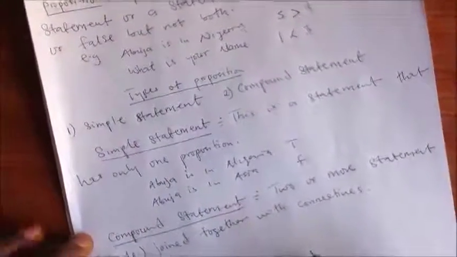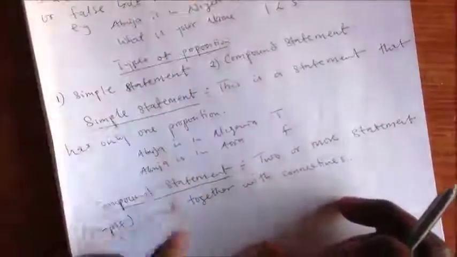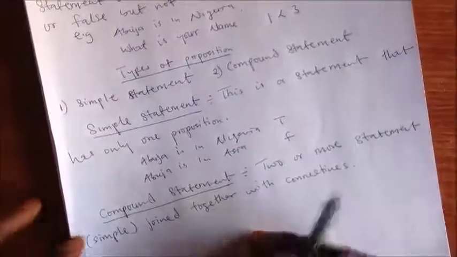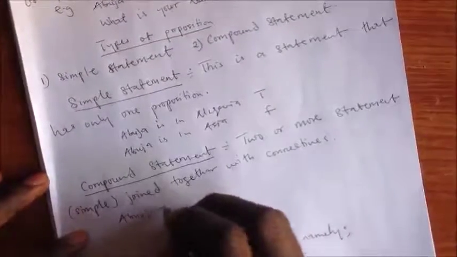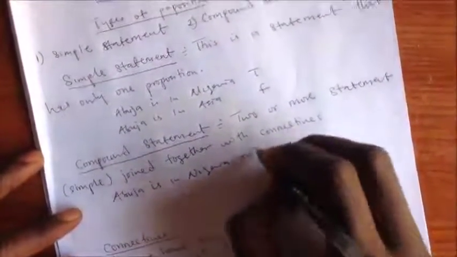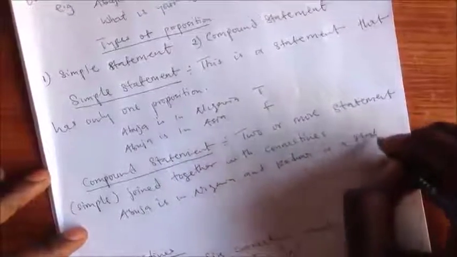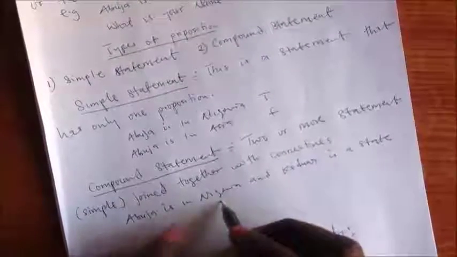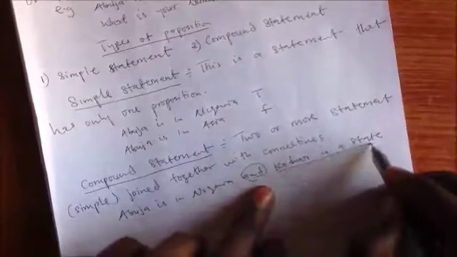Then the next one is the compound statement. A compound statement is when 2 or more simple statements are joined together with connectives. Then they form a compound statement. For example, we say, Abuja is in Nigeria and Kaduna is a state. You see, these are 2 statements. We have Abuja is in Nigeria, and the connective 'and' joins Kaduna is a state.